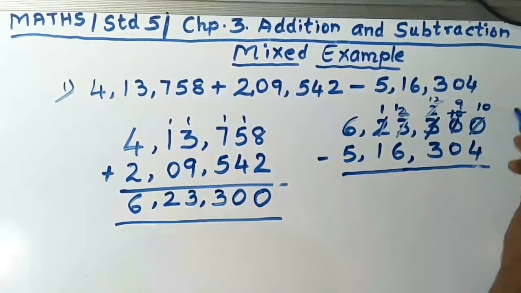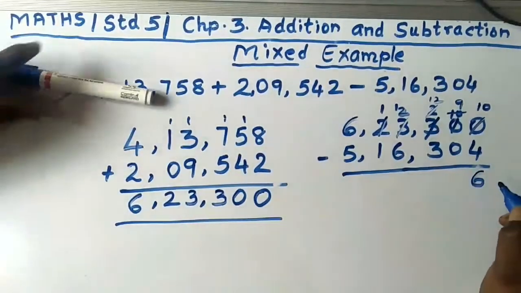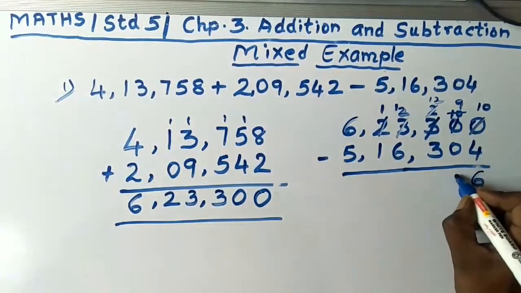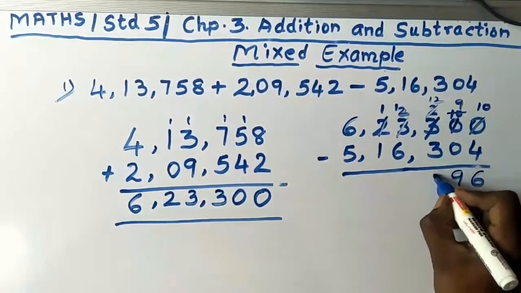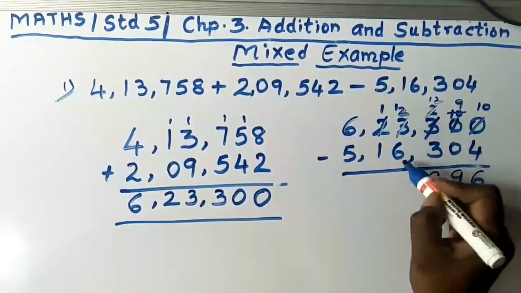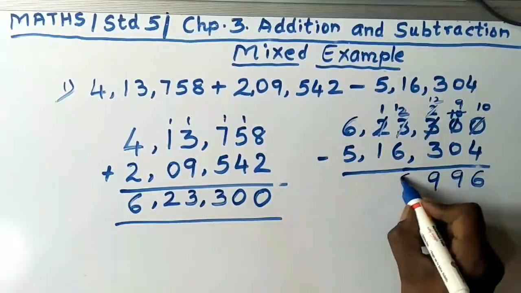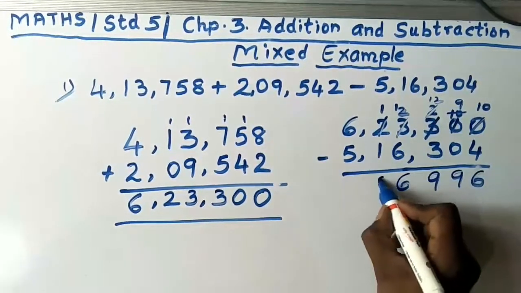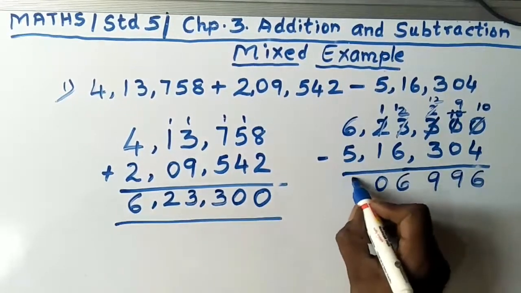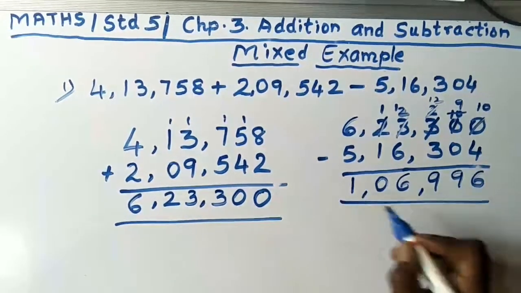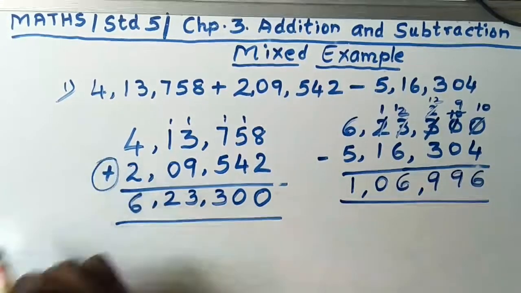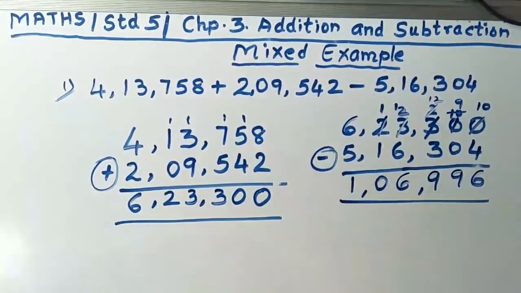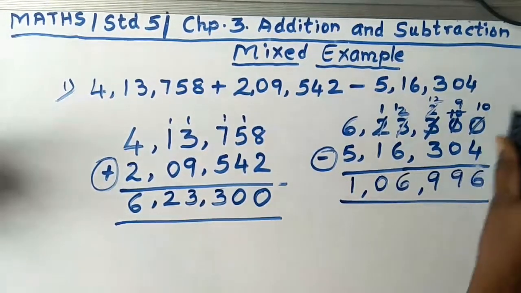Okay. Now 10 minus 4, 6. 9 minus 0, 9. 12 minus 3, 9. 12 minus 6, 6. 1 minus 1, 0. 6 minus 5, 1. So this is your answer for the mixed example. First you have to add, then you have to subtract. Now let's do the second sum.